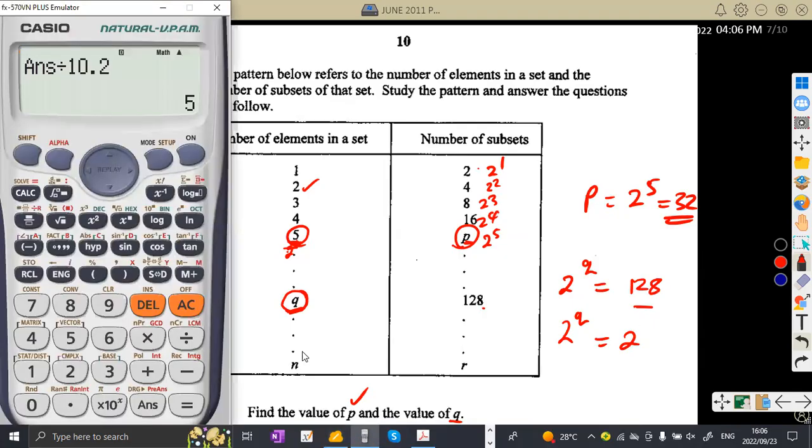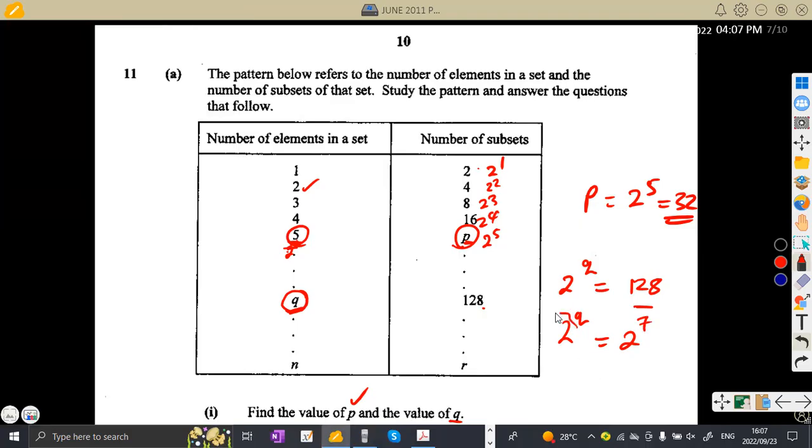You can try, guys. This is paper 2. You can try 2 to the power of 2, you get 4. You move on to 2 to the power of 3 until you get 128. You are going to get 128 at 2 to the power of 7. So remember that if the bases are the same, it means the powers are the same. So Q is equal to 7, just like that.